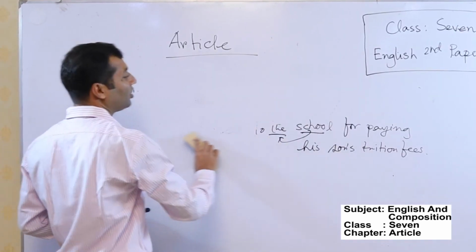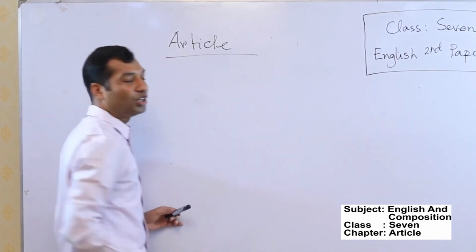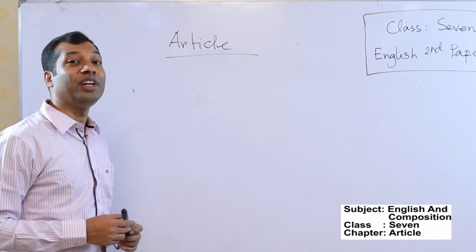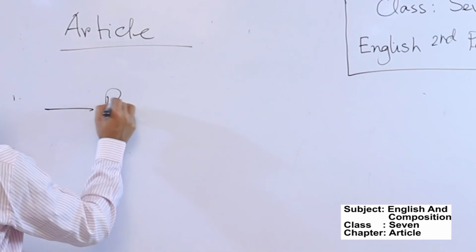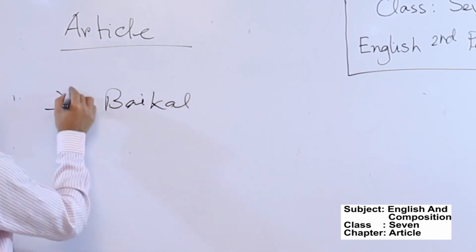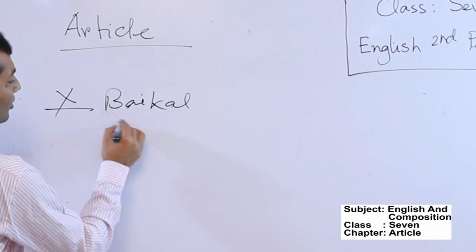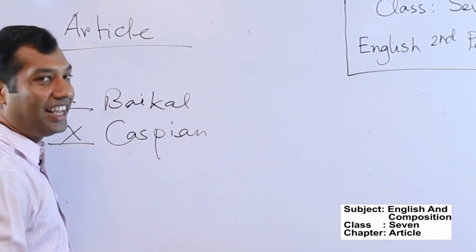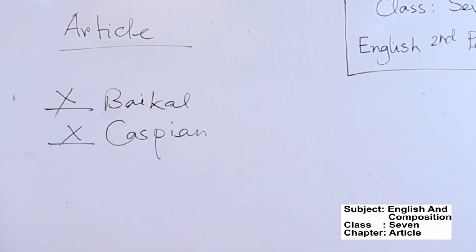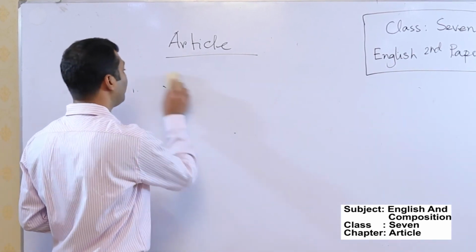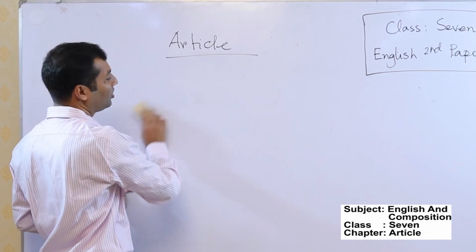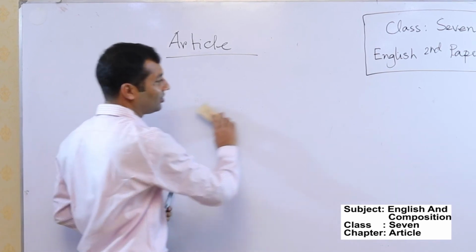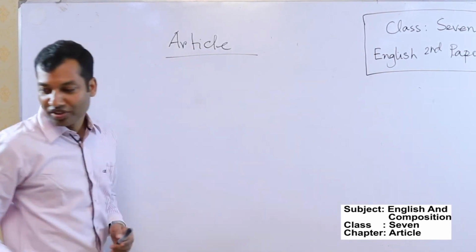And you know that before the names of any sea, river, you need to use the article the, but never use the article the before the names of any lake. For example, Baikal, Lake Victoria, the Caspian. Before the names of any lake, you do not need to use the article the. So if you go through any grammar book, you will come across some other rules, and if you find problem, you will ask us going to the Kishore Batayan.